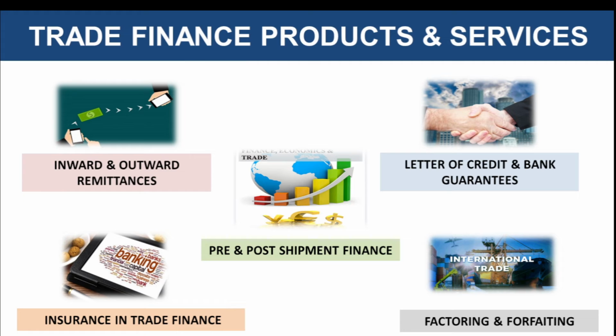Factoring and forfeiting. We talked about loans that can be taken by the exporters before shipment of the goods and after shipment of the goods to solve the working capital requirement. There is one such option also provided, which is discounting of bills. Factoring and forfeiting is a kind of discounting of bills where the seller can show the invoices.